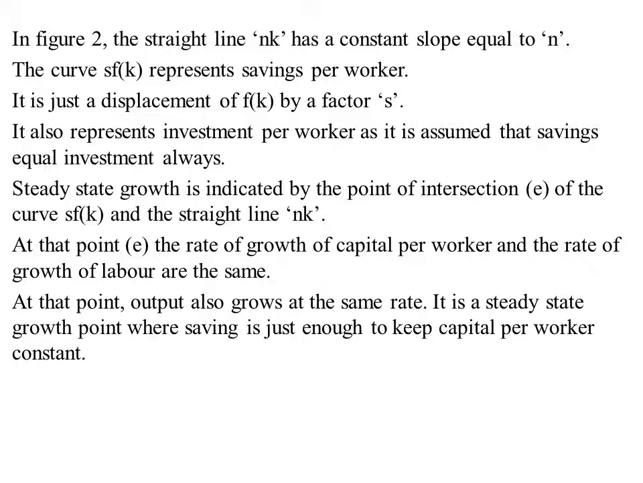The curve s f of k represents saving per worker. It is just a displacement of f of k by a factor s. It also represents the investment per worker, as it is assumed that saving is always equal to investment. In our assumption, we have already seen that saving will always equal investment. So this represents investment per worker.